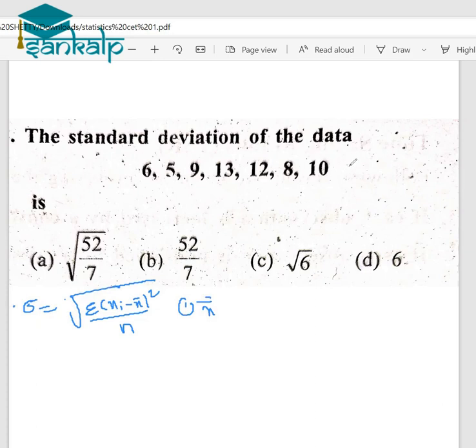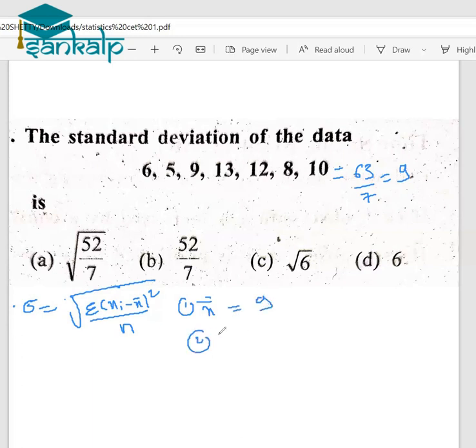To calculate the mean, we need to take the sum of the scores. On simplifying, we get the sum as 63 and the number of scores here is 7. So 63 by 7 will be equal to 9. So the value of x bar is equal to 9.